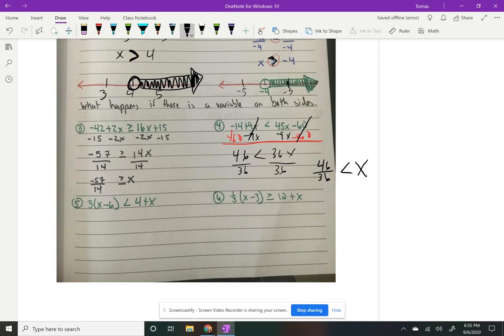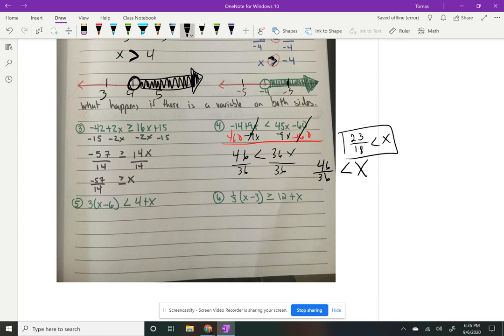Now I could reduce this. This could be reduced by half actually. So 46 over 36 could be 23 over 18. Yeah, 18. Okay.